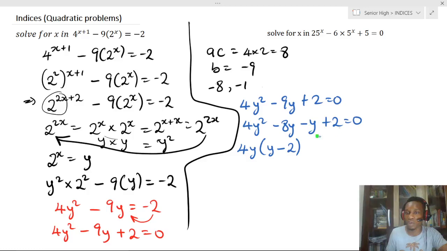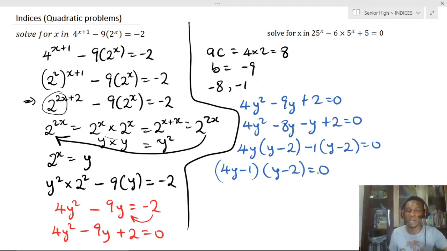Factorizing this, what's the common factor here? Only 1. Okay, I can bring out minus 1. And then what's the next thing? We have y minus 2 again, and that's equal to 0. So picking like terms, it is 4y minus 1, bracket close, bracket y minus 2 is equal to 0. Remember, we've already treated how to work with the factorization method in our previous topics, so you can go back to look at it very well in case you're not following up with this particular solving.